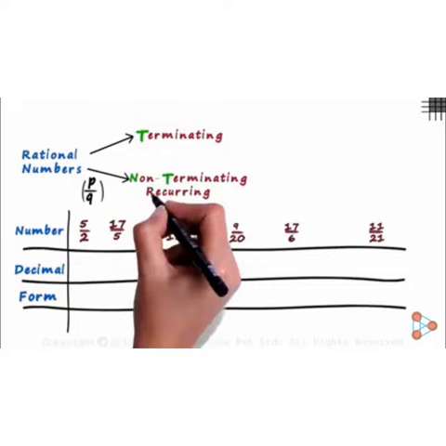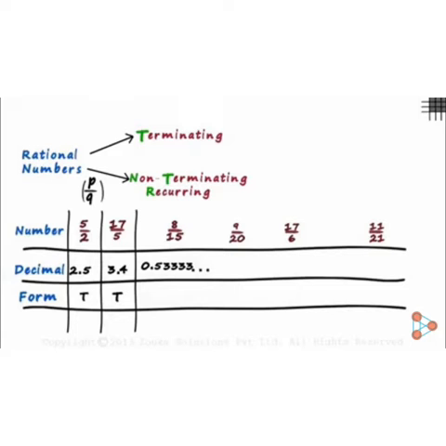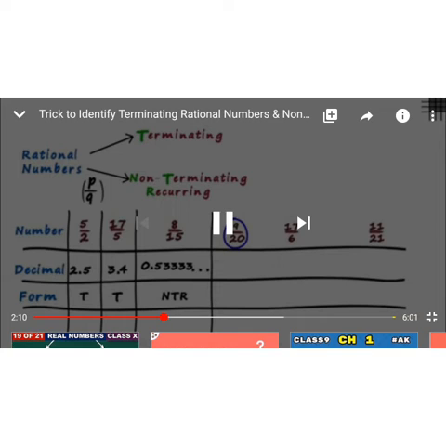Then the next column we will make is form. Form means we have to write whether it is terminating or non-terminating recurring. So 5 by 2 can be written as 2.5, and if it is completely divided, we will write T for terminating. 17 by 5 can be written as 3.4, terminating. 8 by 15 is 0.533333 and so on, so it is a non-terminating recurring decimal.